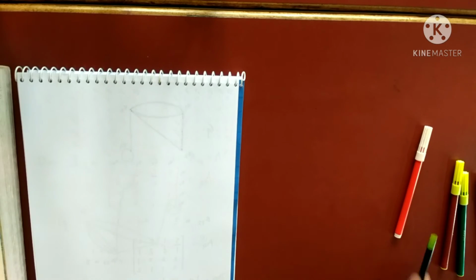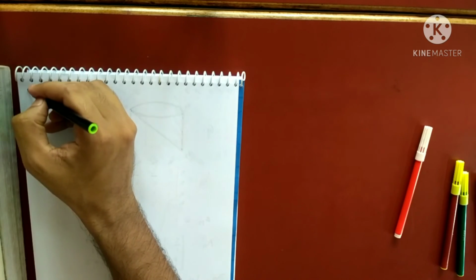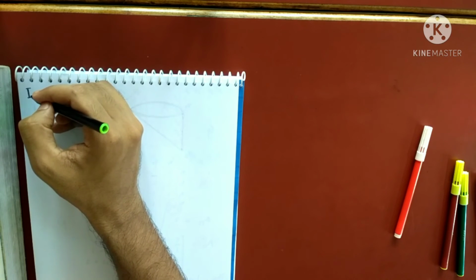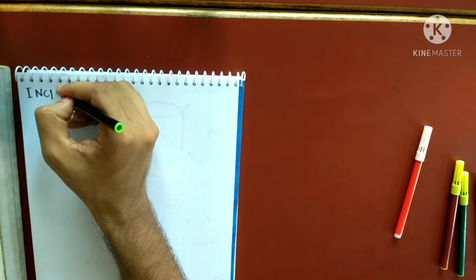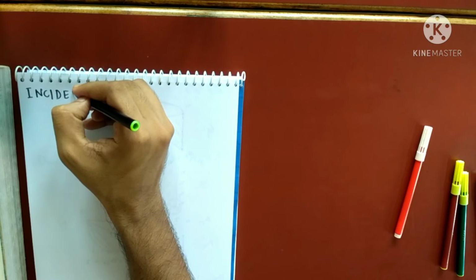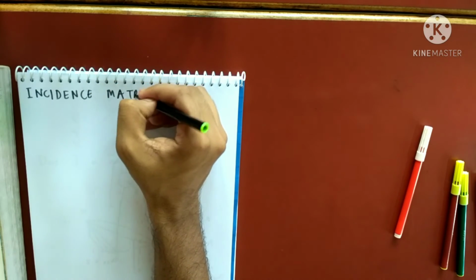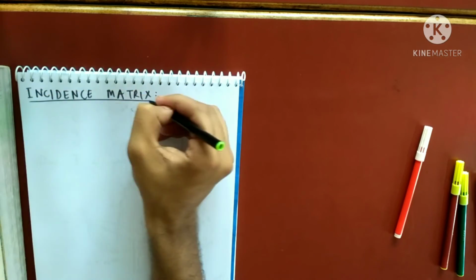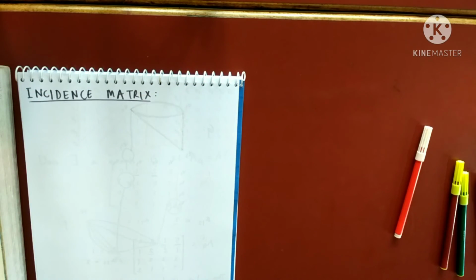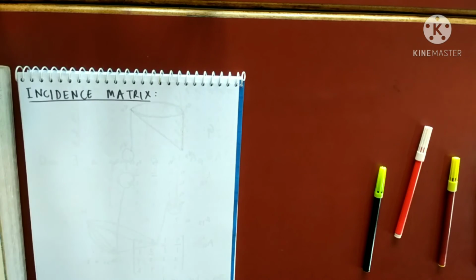So another matrix that we use to represent a graph is called the incidence matrix. I will do this very quickly. This is not that important. Incidence matrix. I'll take maybe 5 more minutes if you don't mind. So what is the definition of an incidence matrix?